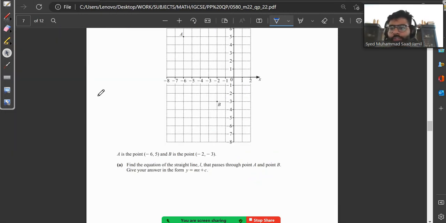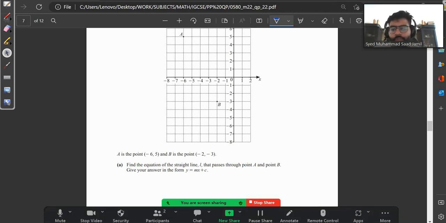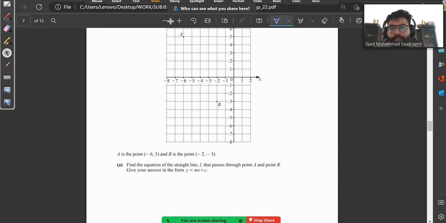Moving on to the next question, it says A is the point minus 6 comma 5 and B is the point minus 2 comma 3, minus 2 comma minus 3. Find the equation of the line. Alright, first of all, you need to draw the line. Make sure that the line is as accurate as possible. So I have drawn the line. Let me give it another shot though.